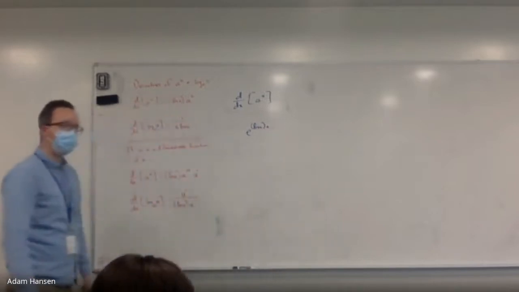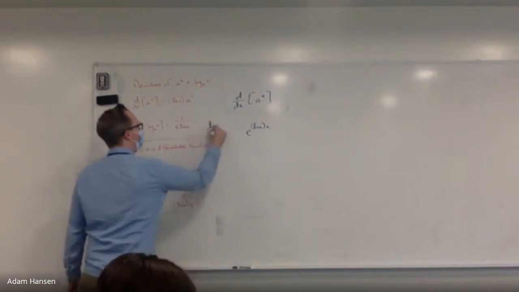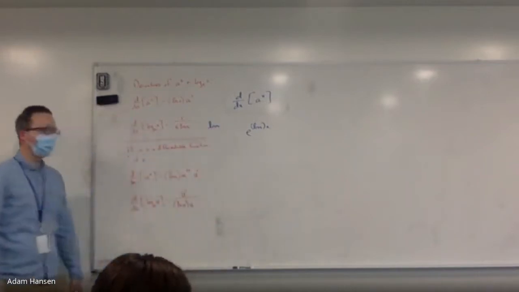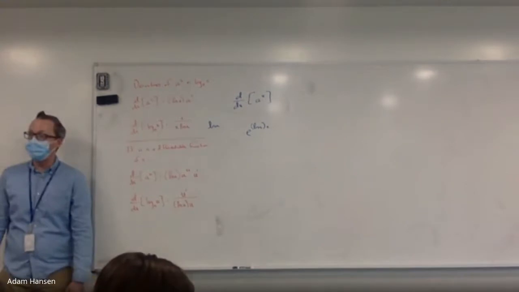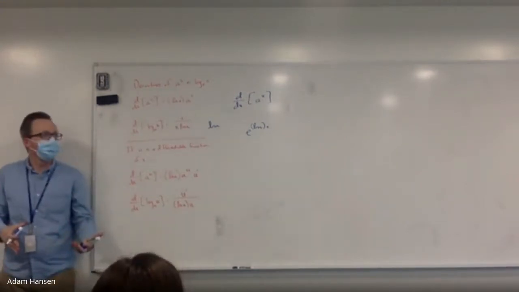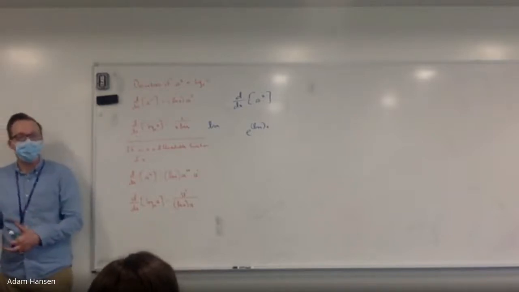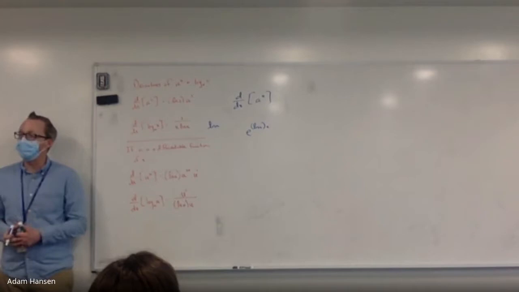times x. If that's confusing to you, think of it like this. The natural log of a should just tell us the value that we have to raise e to make a. Does that make sense? Natural log of a tells us what value we have to raise e to make the value of a.